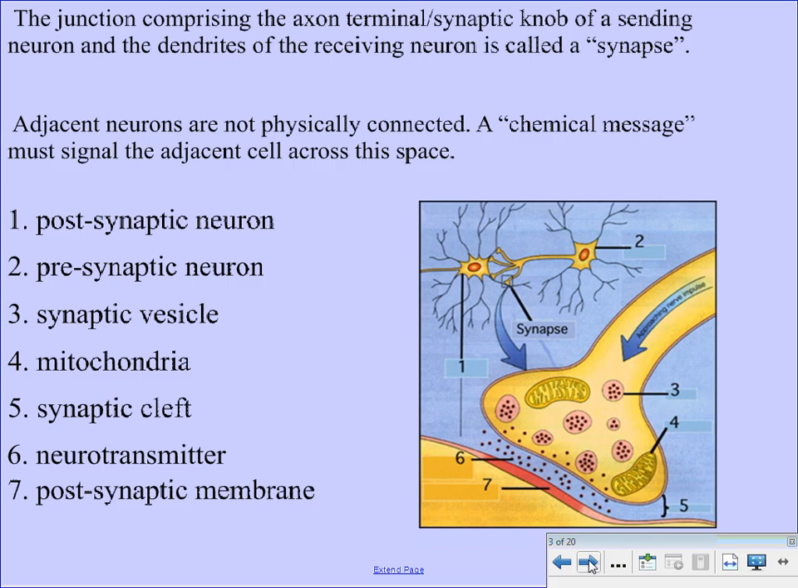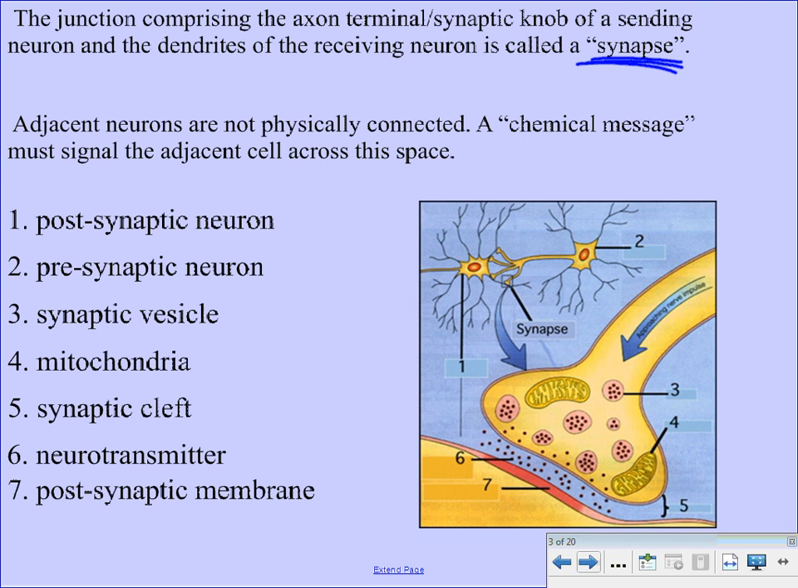So a bunch of new terminology here for what is going on with this connection between two different cells. So the junction itself, which comprises the ending of one neuron or the axon terminal of the sending neuron and the dendrites of the receiving neuron. The term that you need to know for this is a synapse. There are some different kinds of synapses. There are electrical synapses, there are chemical synapses.